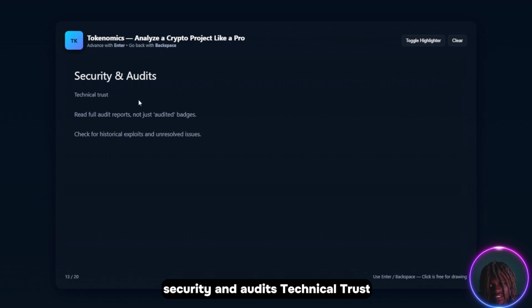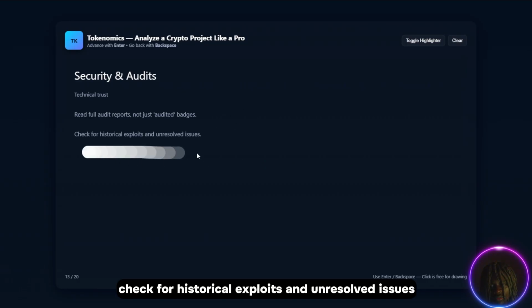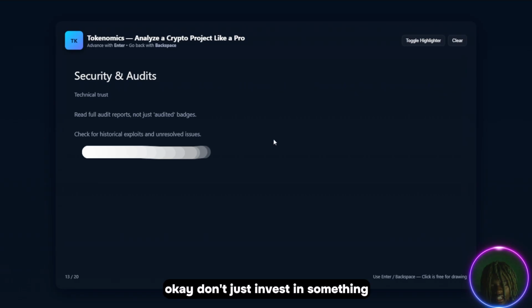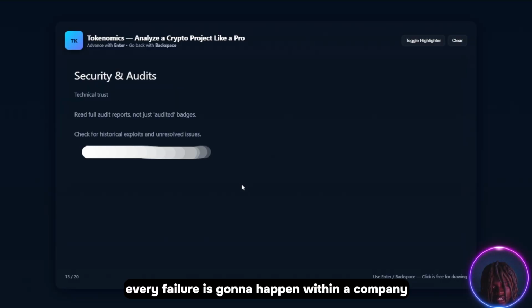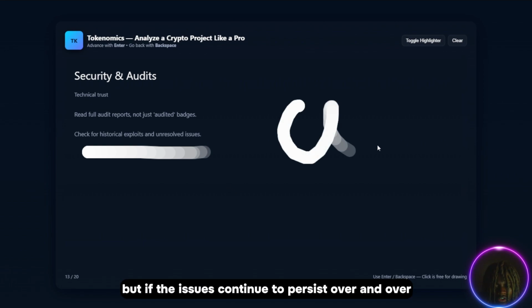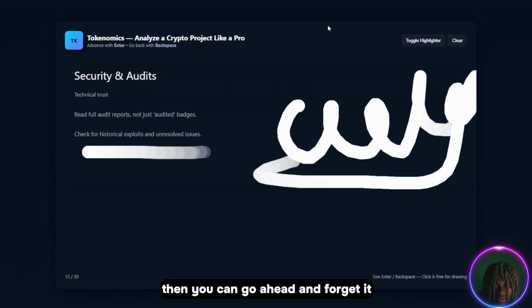Security and audits: technical trust. Read full audit reports and not just the audited badges. Check for historical exploits and unresolved issues. Don't just invest in something that's exploitable, that does not function, and has a reputation where things just aren't being cleaned up in a quick manner. Even if things happen, every company is going to have failures, so don't just downplay a token off of that. But if the issues continue to persist over and over again, then you can go ahead and forget it.